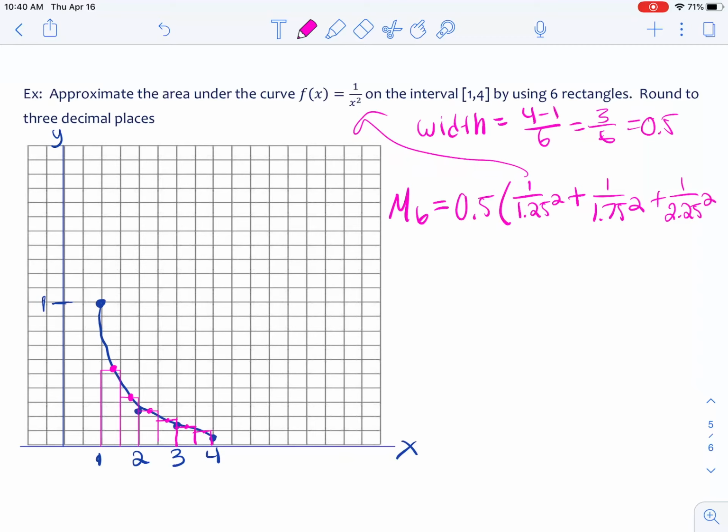Plus 1 over, the next point is at 2.25. Okay, plus 1 over, the next point's at 2.75, the x value. And the next point is the x value of 3.25. So if I plug that in, it's 1 over 3.25 squared. And then the last one is 3.75. If we put this in our calculator, it's 0.731 square units. That's 3 decimal places because that's what it told us to do.